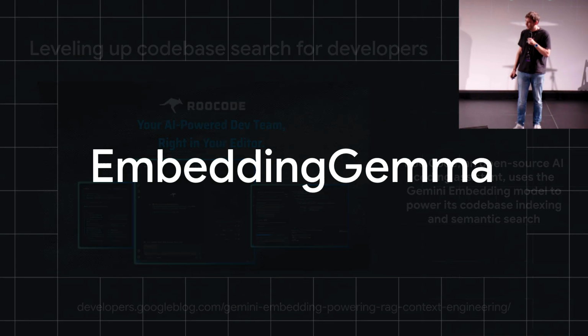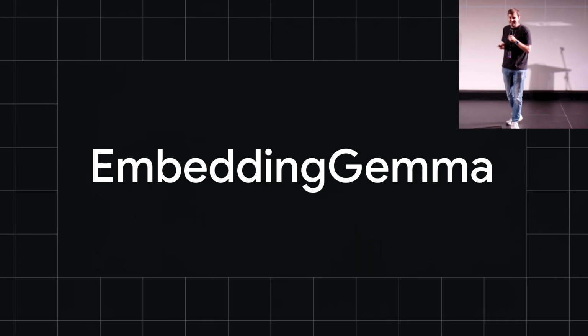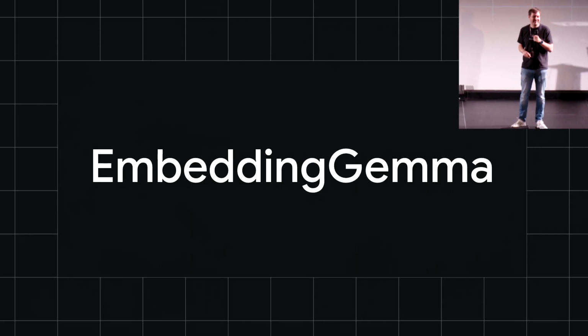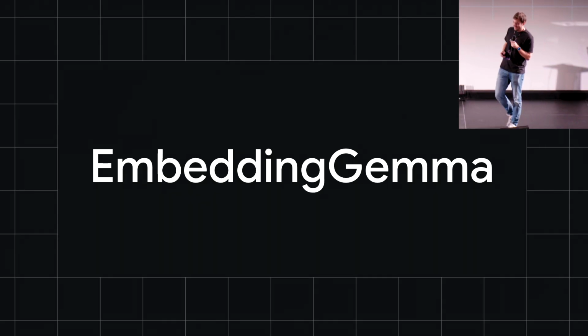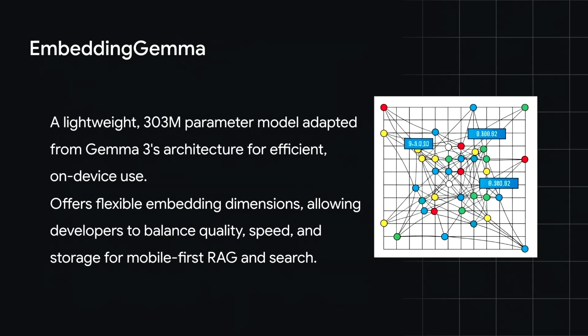And with that, I want to move on to EmbeddingGemma. We've, I think, just already seen it on some of the slides from Baseten, so thank you for the shout out. I'm a big fan of the Gemma open models. And EmbeddingGemma is fairly new. Who has already heard about it? Yeah, quite a few people, nice. It's a very lightweight model, so only 303 million parameters, adapted from the Gemma 3 architecture, and really made for efficient on-device use.